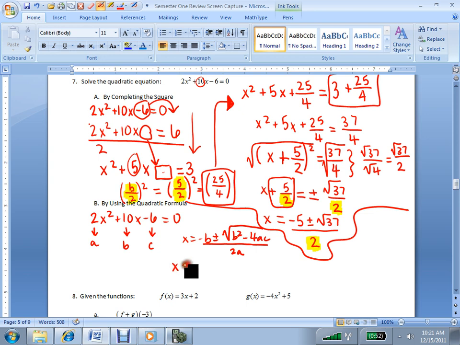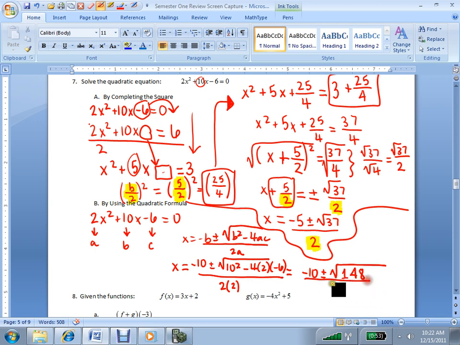So then you're going to do x equals negative 10 plus or minus the square root of 10 squared minus 4 times 2 times negative 6, all over 2 times 2. Then you're going to simplify all this. You do negative 10 plus or minus the square root of 10 squared minus 4 times 2 times negative 6, which if you plug into your calculator really fast, you get 148, all over 4.